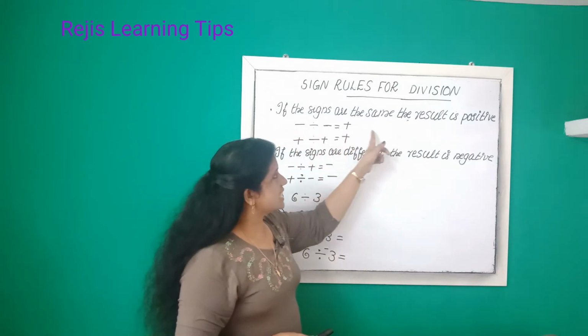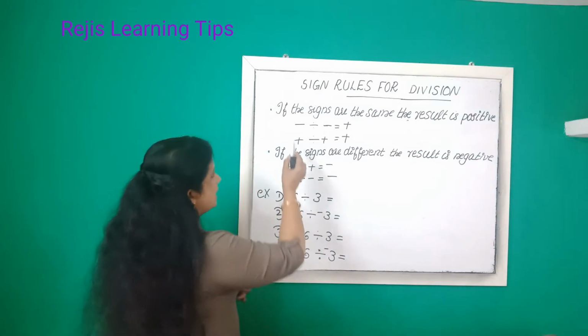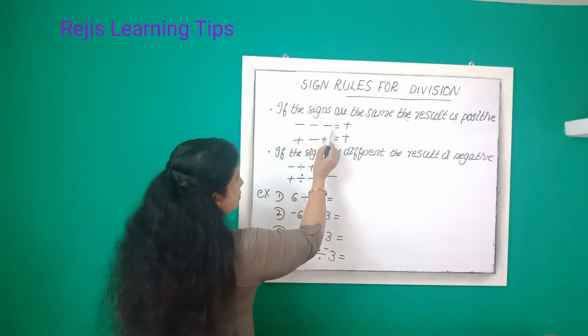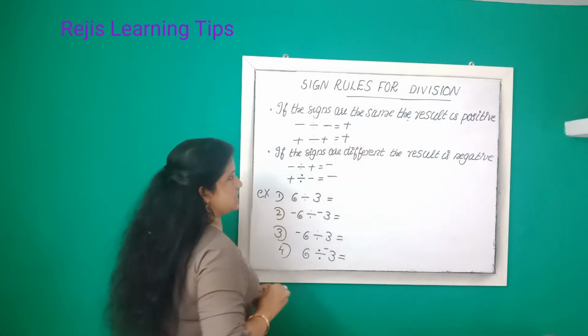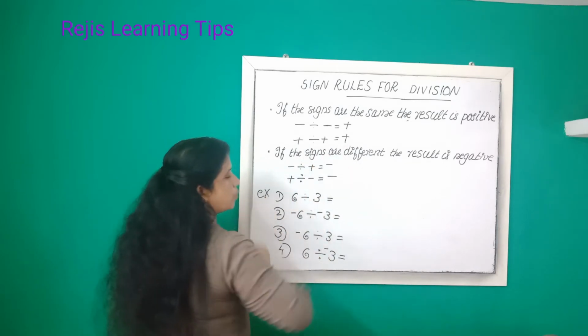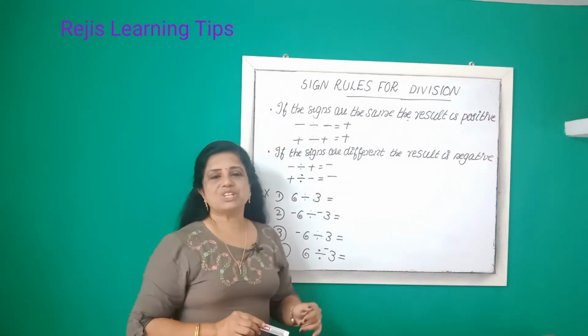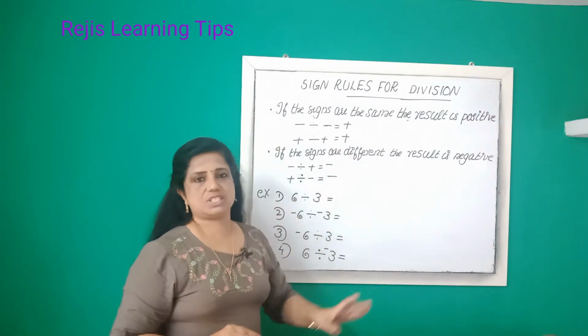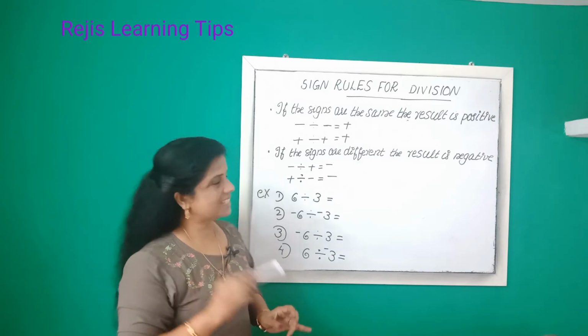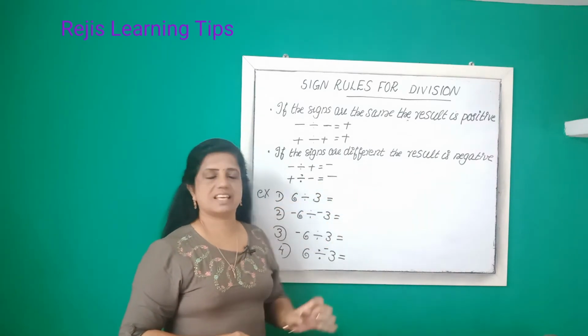If the signs are the same, the result is positive. Negative divided by negative is equal to positive. Here positive divided by positive is equal to positive. In this case, the signs are same, so the result is positive. Am I correct? Then, if the signs are different, the result is negative.